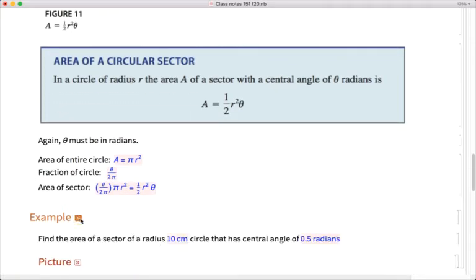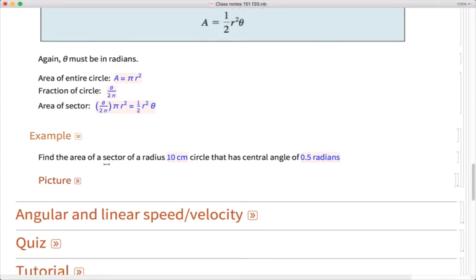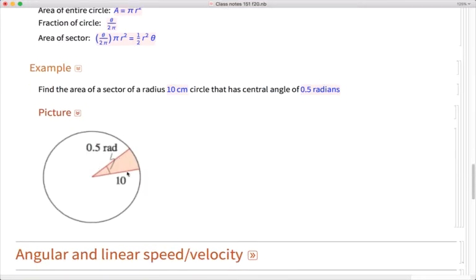Okay, so we'll use it. Find the area of a sector of a radius 10 circle that has central angle 1/2 radian. So same thing here, you'll have to be able to, from the words, create this picture on your own. Okay, so this is what they want. They want the area of this slice of pizza.